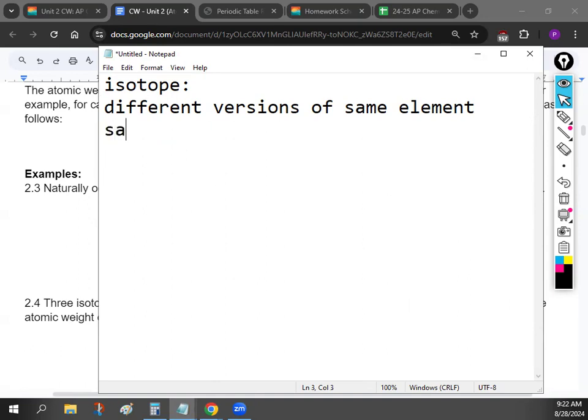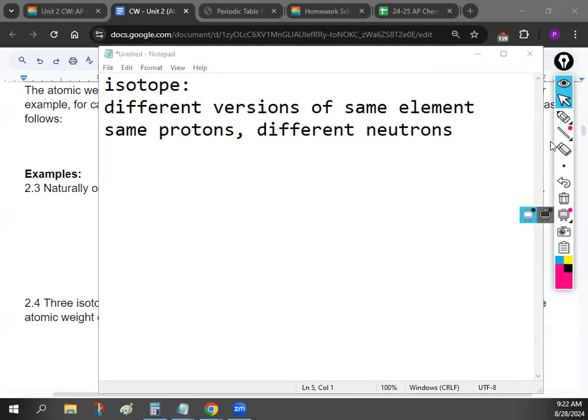They have the same number of protons, but what makes them different is they have a different number of neutrons. In the center of the atom, the nucleus, they have the same protons, and that's why they're the same element. If you have the same number of protons, you always have the same element. But what makes them different is a different number of neutrons. I know that might not seem like a big deal, but the different number of neutrons completely changes how the atom is going to behave.